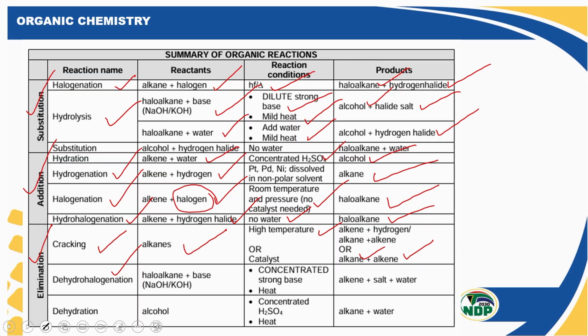In dehydrohalogenation, you are reacting a haloalkane and a strong concentrated base. The reaction conditions are strong heat. You get as products an alkene, a salt, and water. Reaction number 3 is dehydration, where you have your alcohol. You are eliminating water from it, making use of a strong concentrated acid, sulfuric acid, and strong heat.